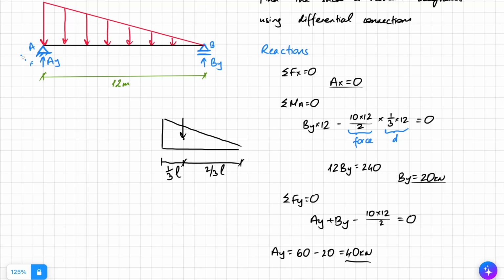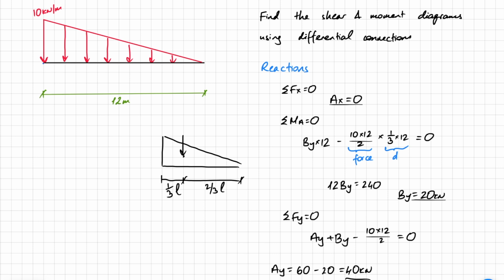So let's quickly do that before we continue. So I've got 40 here and 20 here, and they both add up to the whole of that distributed load, which, as we just found, is 10 times 12 over 2, so 60.